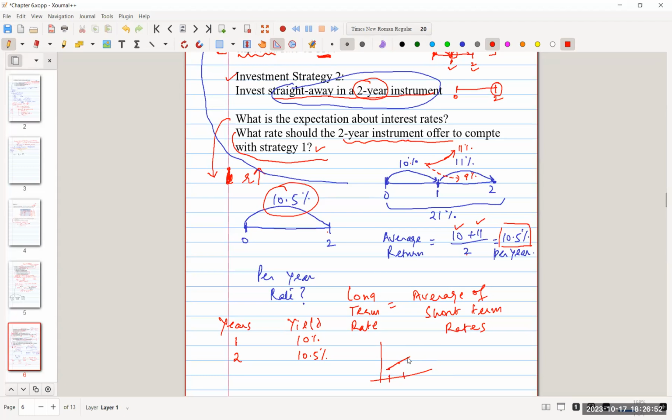Why is this upward sloping yield curve happening? Because we were expecting that 1 year later, the interest rate would be a little higher from what it was in the preceding year. The expectation was that the interest rates in the future will increase, and that is being reflected in this yield curve here. It's upward sloping. If we had used 9% instead of 11%, we would have gotten a downward sloping yield curve.